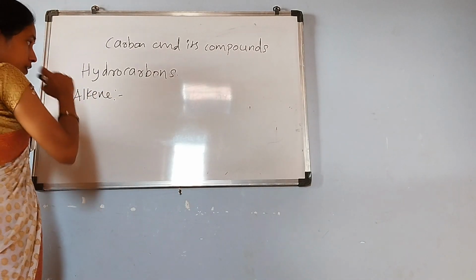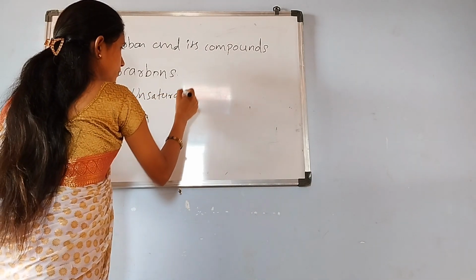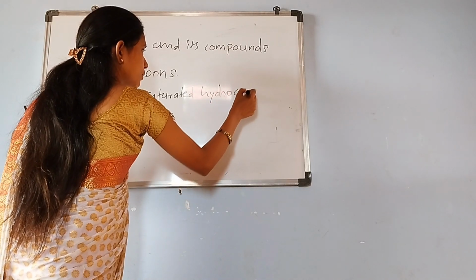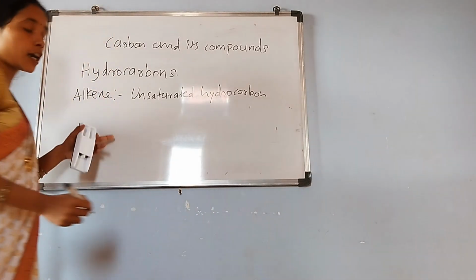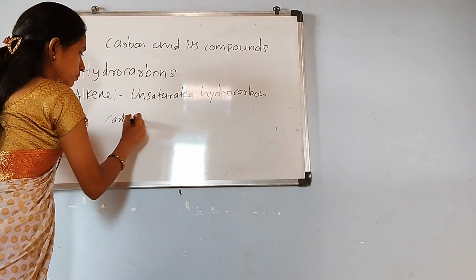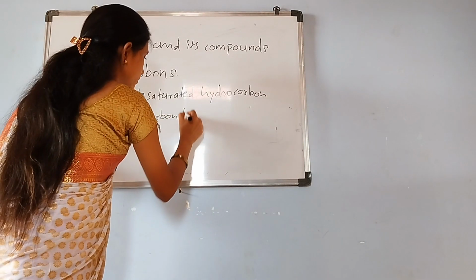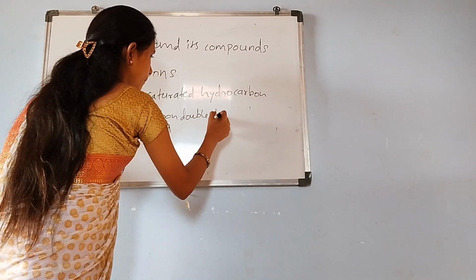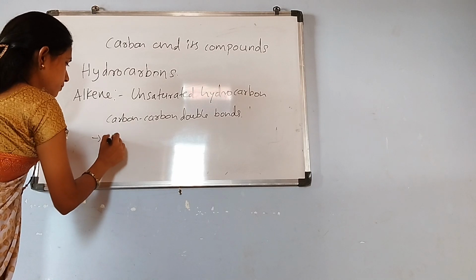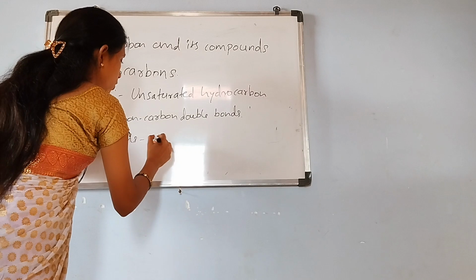Now we will discuss alkene. Alkene is an unsaturated hydrocarbon. In this, a carbon-carbon double bond will be there. We call it olefins. Olefins means oily to touch.